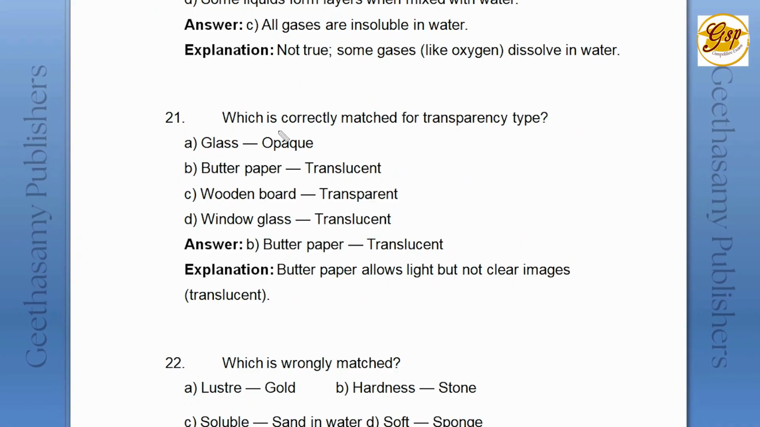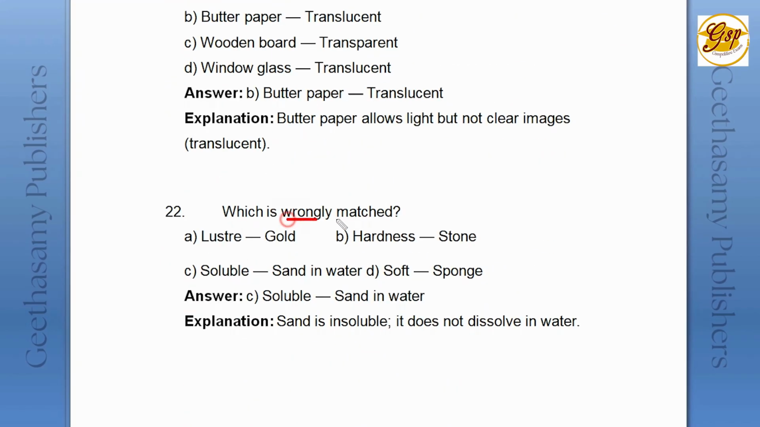So 21st question, which is correctly matched for a transparency type? Glass opaque, butter paper translucent, wooden board transparent, glass window translucent. The correct answer is butter paper. It is translucent. So butter paper allows light but not clear images. So that's the answer. 22nd question, which is wrongly matched? Luster, gold; hardness, stone; soluble, sand and water; and soft, sponge. So the wrong match is soluble, sand. Sand doesn't dissolve in water. So sand is insoluble. So that's the answer.